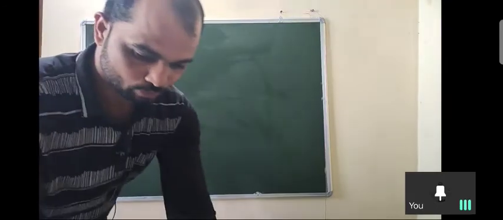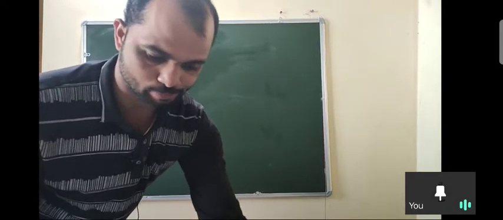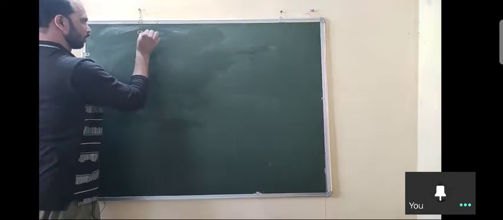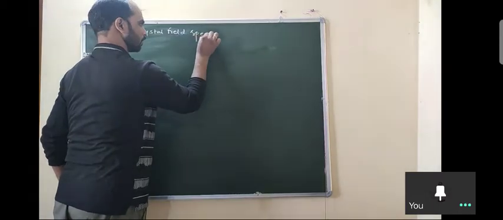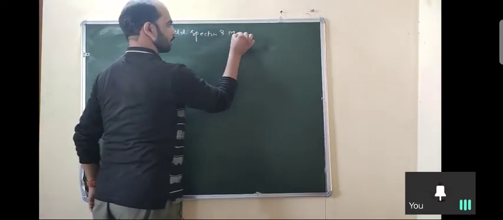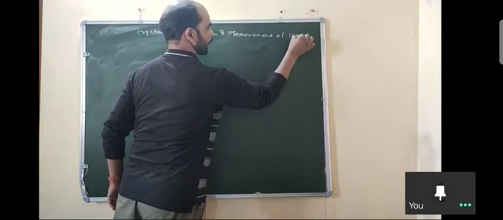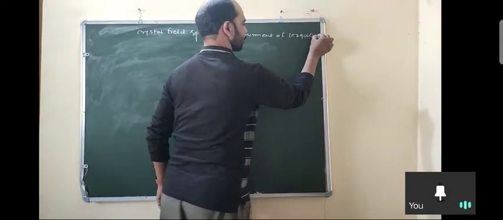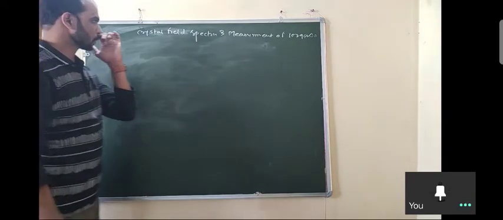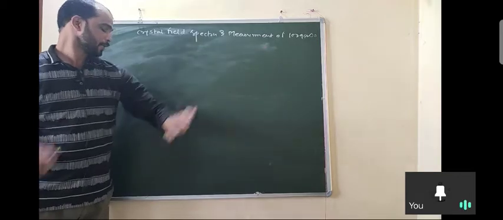So the next point we are going to discuss here is the crystal field spectra and measurement of the 10 Dq value, measurement of 10 Dq or delta o. Okay, so what is the meaning of this? Crystal field spectra and measurement of the 10 Dq value.